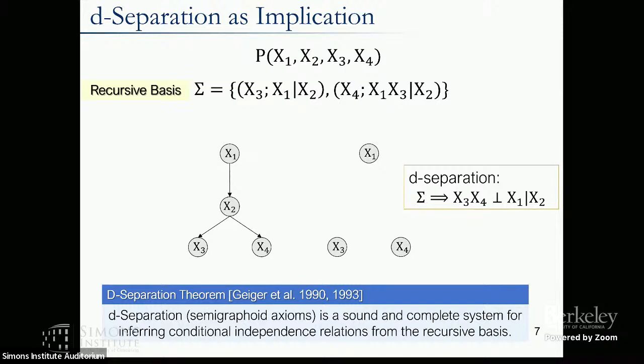distribution, and we know that we construct the Bayesian network using what is called the recursive basis, right? This basically says that every random variable is independent of some of its non-descendants, some of those that appeared before it, given some subset. So for example, here we see an example of the recursive basis. And d-separation allows us to derive additional conditional independencies. For example, d-separation here would tell us that given x2, x1 is independent of x3 and x4. This was not in the original recursive basis, but it is derived from it.